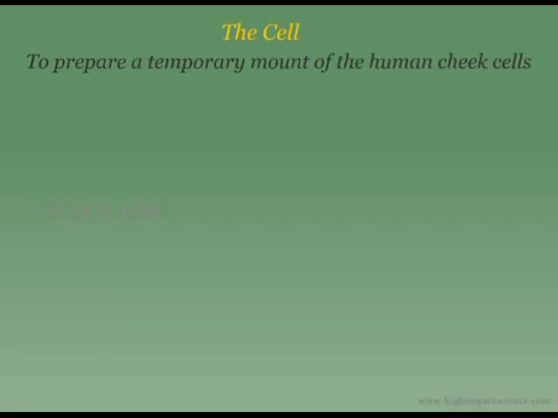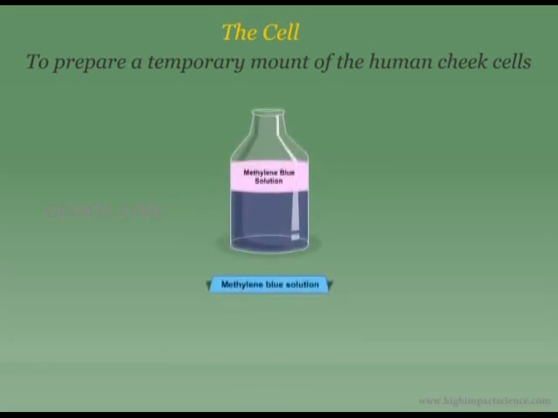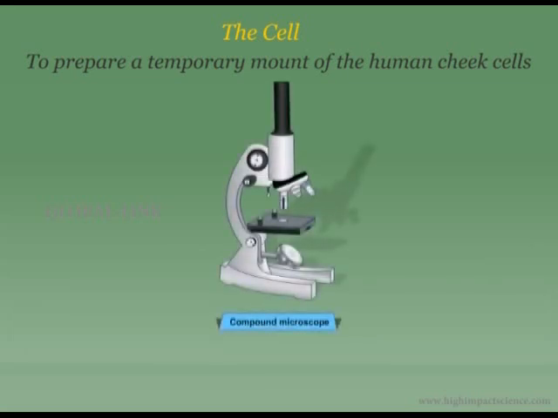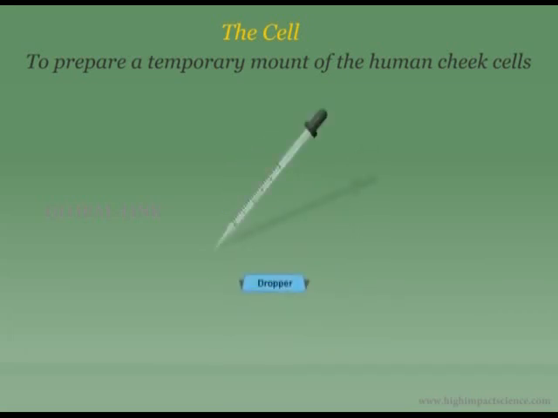In the next experiment, we will prepare a temporary slide of human cheek cells. We will require a slide, a cover slip, a toothpick, glycerin, methylene blue solution, a blotting paper, a compound microscope, a dropper, and water.